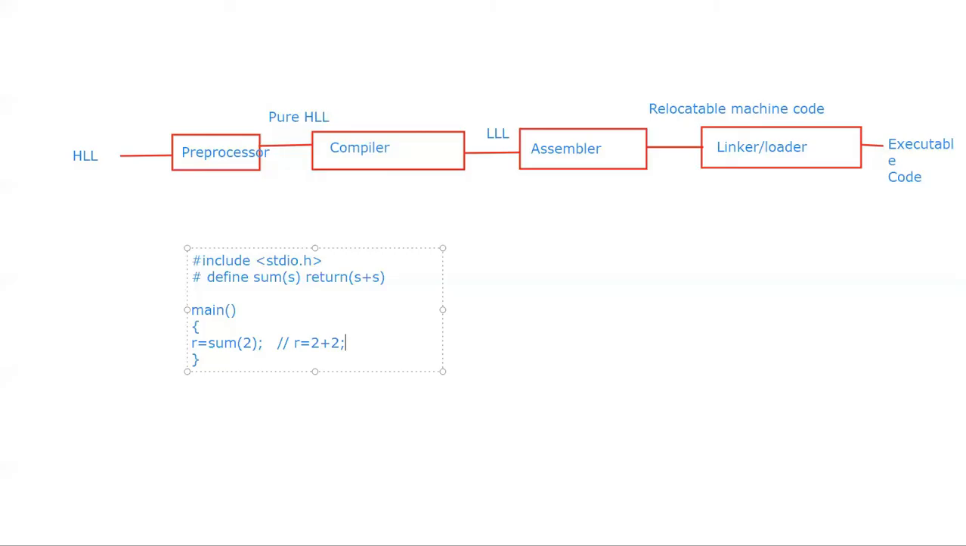This is called macro expansion. And this is done by the preprocessor, right? So the preprocessor will convert or expand all the preprocessor statements into the source code, and your source code will now become preprocessor-free code. This is called pure high level language code.